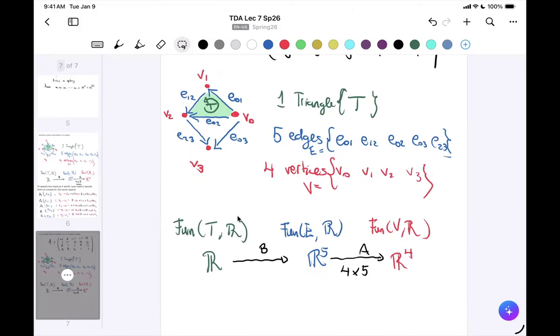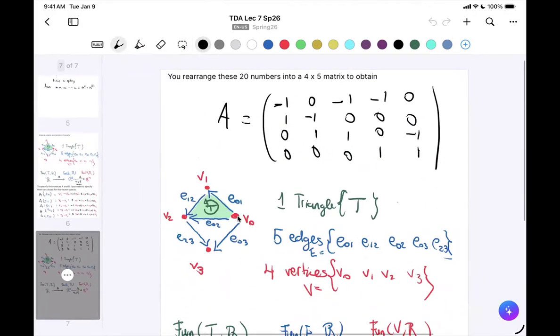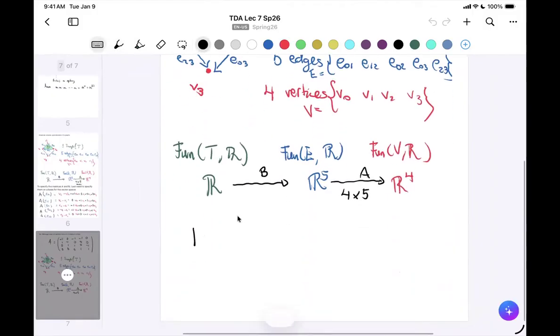So again, to define a matrix or a linear transformation, you just have to define it on a basis. Because it is one-dimensional, it only has a single basis vector, which is provided by this triangle. So you just have to define the matrix B on the triangle. Okay, so you have to define B on the triangle. You have to tell me what B of T has to be.